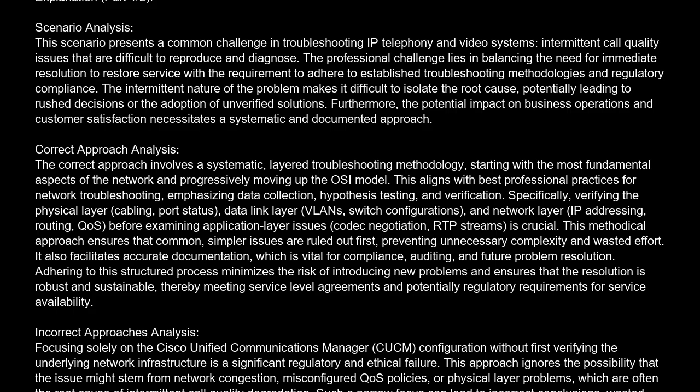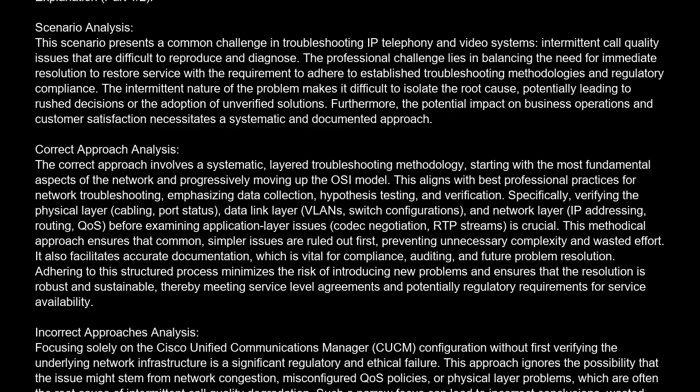Correct approach analysis. The correct approach involves a systematic, layered troubleshooting methodology, starting with the most fundamental aspects of the network and progressively moving up the OSI model. This aligns with best professional practices for network troubleshooting, emphasizing data collection, hypothesis testing, and verification. Specifically, verifying the physical layer cabling and port status, data link layer LAN switch configurations, and network layer IP addressing and routing (CoS) before examining application layer issues, codec negotiation, and RTP streams is crucial.